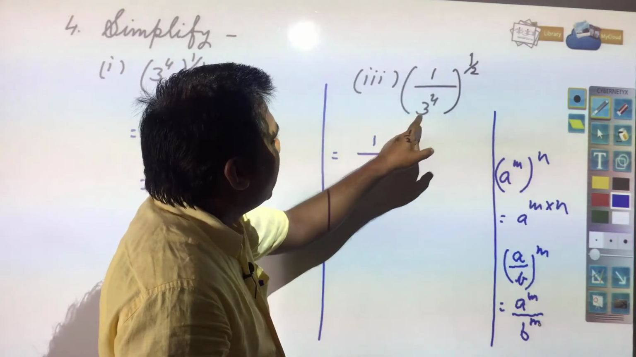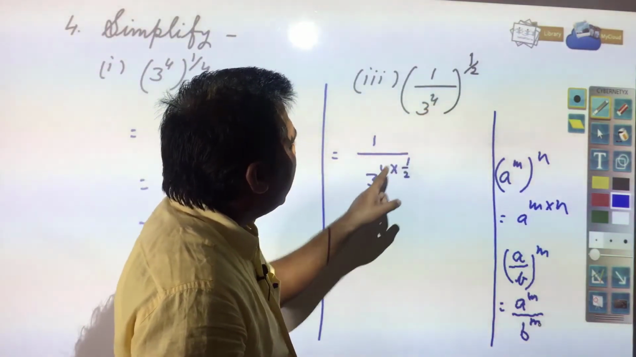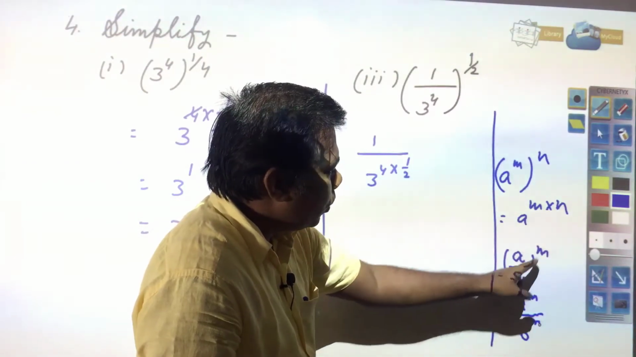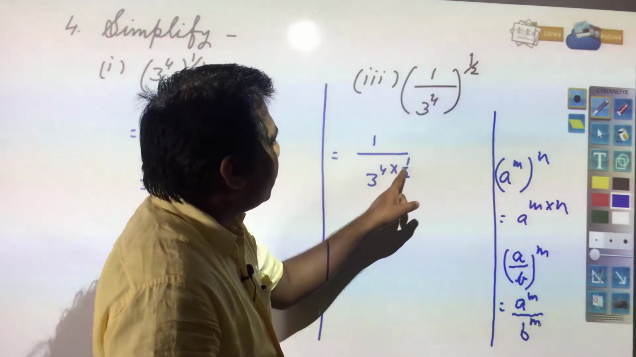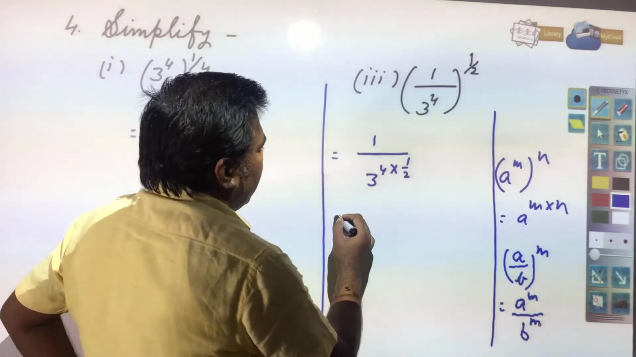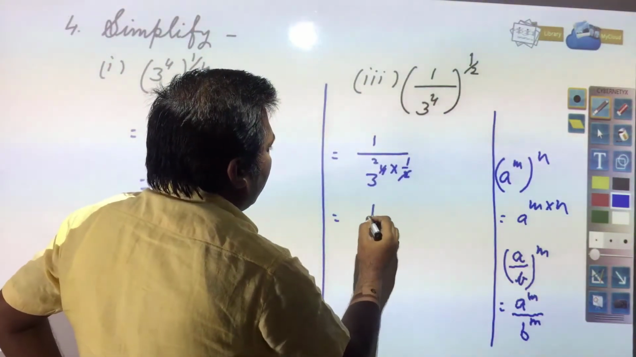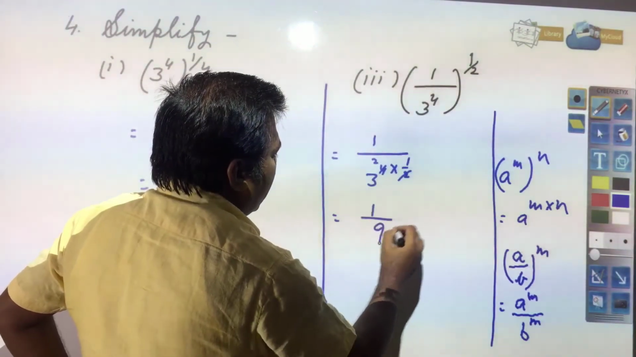So, 1 by 3 to the power 4 into 1 by 2, as here it can be written b to the power m. So, this has been multiplied and this will be 2 twos are 4. So, 1 by 3 threes are 9, and this will be your answer.